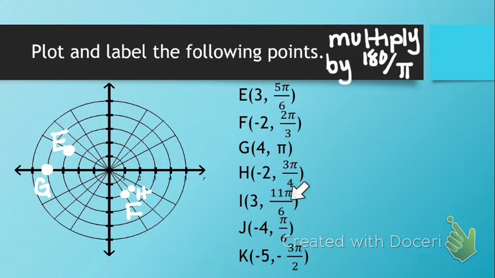So 11 pi over 6. I'm counting by 1 over 6. So this is 1 over 6. Again, you can multiply this. If you don't want to work with radians, you can convert it, but I'm just going to keep it in radians. So 1, 2, 3, 4, 5, 6, 7, 8, 9, 10, 11. So this is 11 pi over 6.